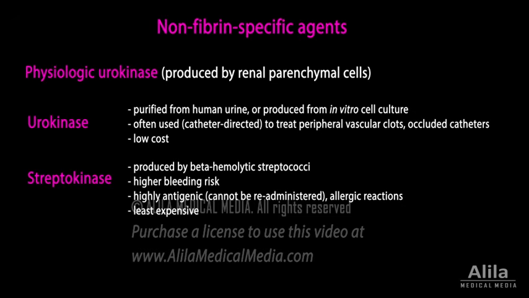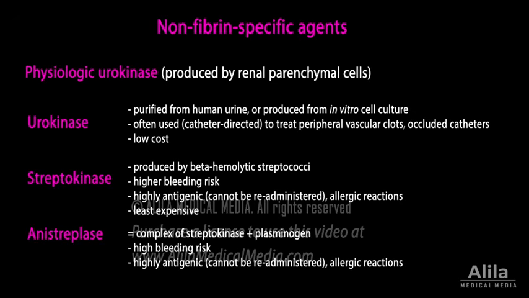Streptokinase, the first discovered thrombolytic, is produced by beta-hemolytic streptococci. It is an indirect plasminogen activator that must complex with plasminogen to become active. Streptokinase is non-fibrin-specific and is therefore associated with more bleeding complications. In addition, because it's a product of streptococcal bacteria, streptokinase is highly antigenic, hence cannot be re-administered safely, and often causes allergic reactions. Finally, there is anistreplase, which is a complex of streptokinase and plasminogen. It has some advantages over streptokinase, but produces similar side effects.